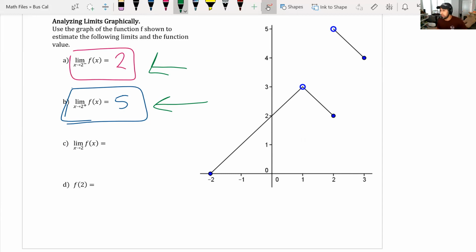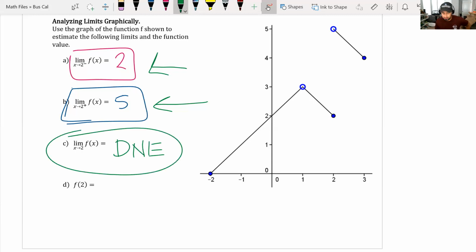And since the limit from the left and the limit from the right are not equal, we get to write that the limit as x approaches 2 from both sides of f of x does not exist, because the limit from the left and the limit from the right at the same number are not equal. Their y values, their limits, are not equal.